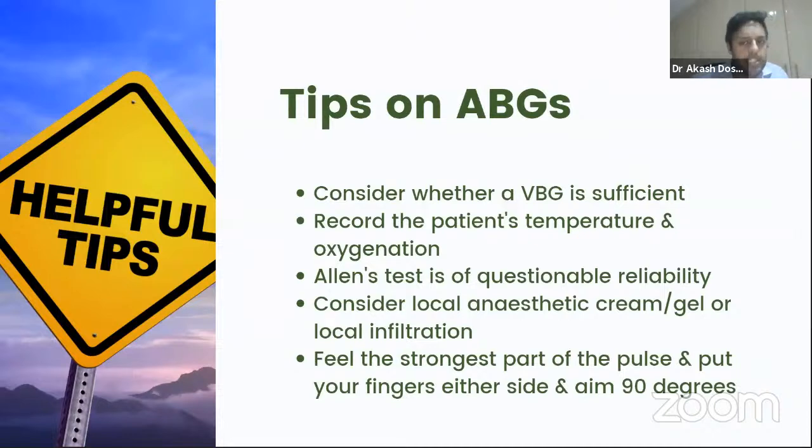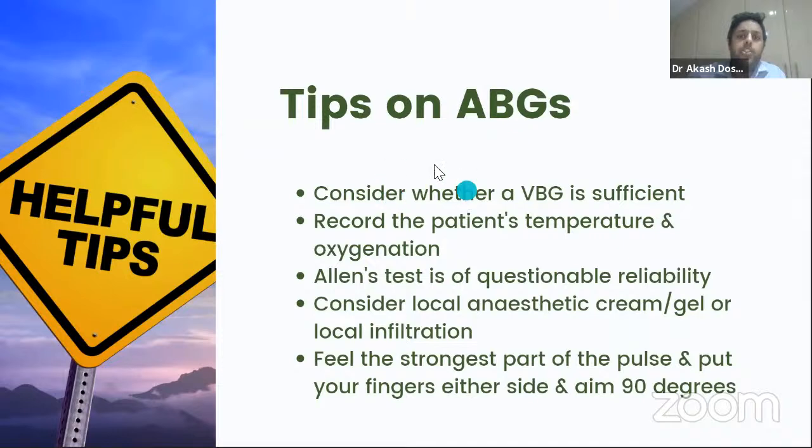So, tips on arterial blood gases. First of all, consider whether a VBG may give you the answer that you're looking for. So I usually won't suggest doing an ABG to measure the pH because you're not sure whether the VBG is reliable or not. In most situations, that won't change the management of your patient in front of you. Additionally, what I mentioned about the PCO2.